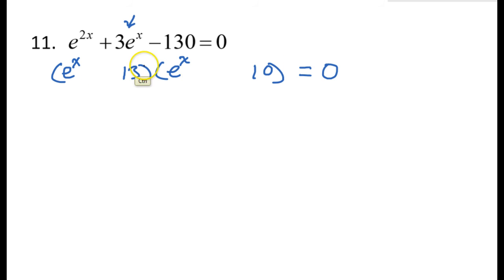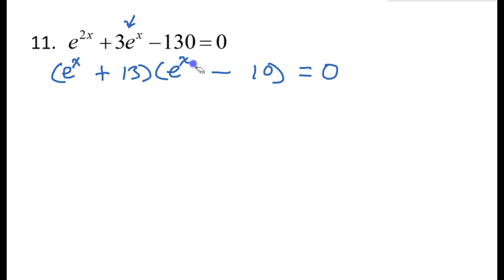Inner plus outer must equal the middle. Inner, I have 13 e to the x power. Outer, I have 10 e to the x power. If I want a positive 3, I want the 13 to be positive and the 10 to be negative. So that means this needs to be positive, and this needs to be negative. Also, positive 13 times negative 10 is negative 130, so we're looking good so far.